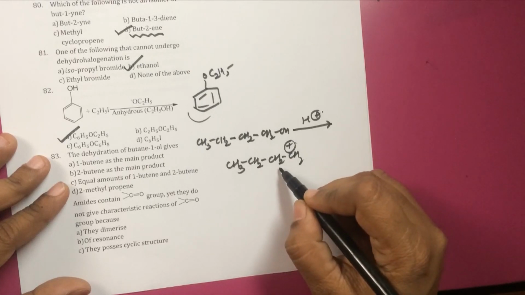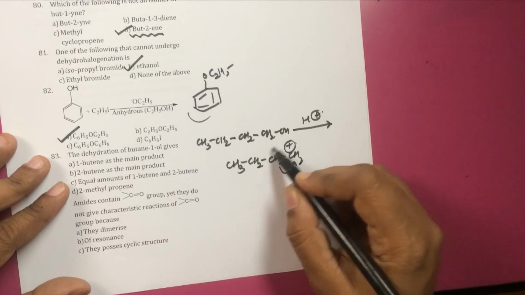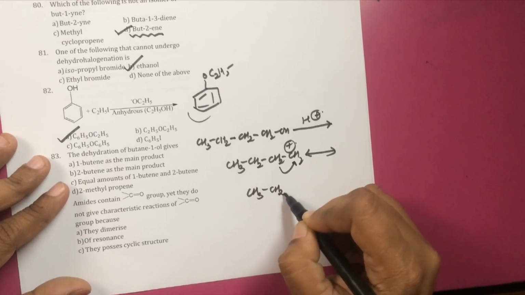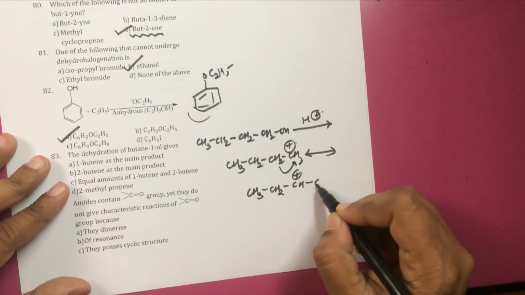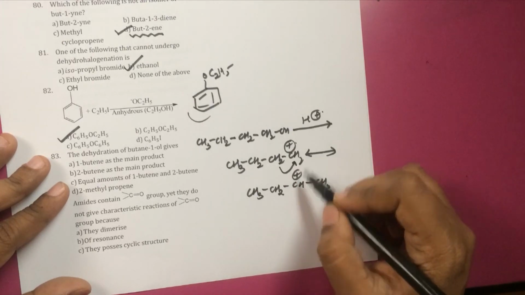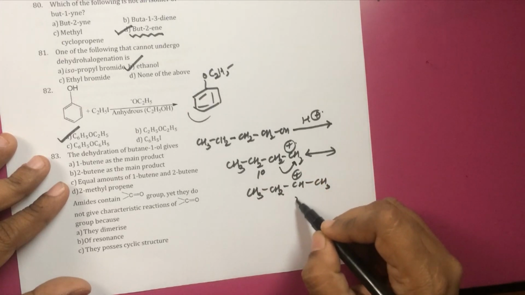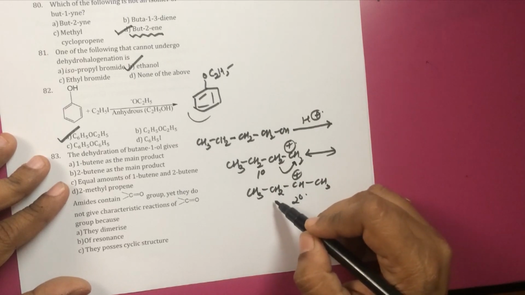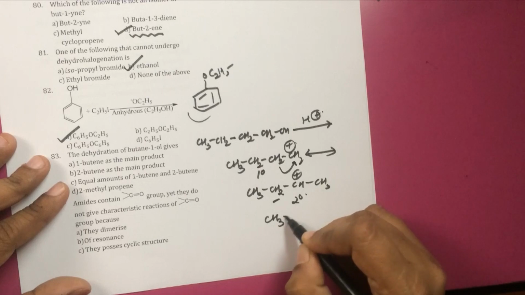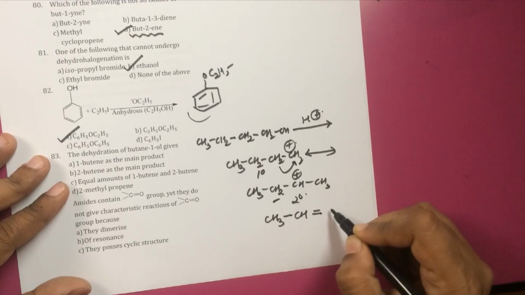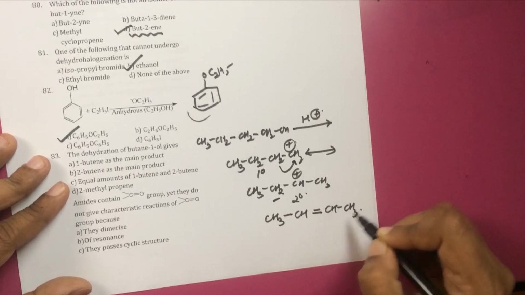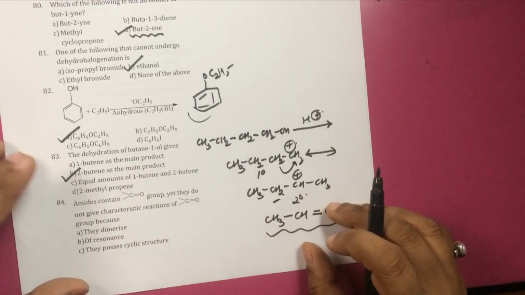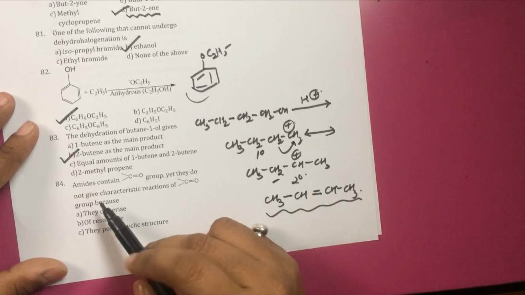This is positive. The hydride is shifted to this carbon and the positive charge will be shifted. So we'll get CH3CH2CH+CH3. This change takes place because this is a primary carbocation and this is secondary. Secondary is more stable. And finally this loses a proton so as to get CH3CH=CHCH3. Therefore, I am getting but-2-ene as the major product. Therefore, option B. Question number 84.